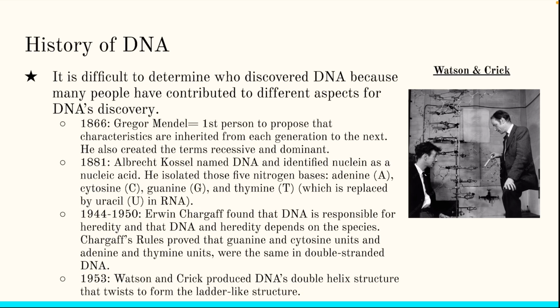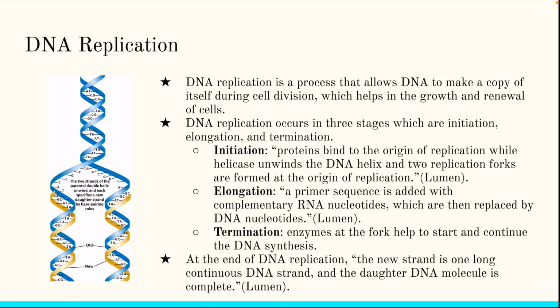In 1953, Watson and Crick produced DNA's double helix structure that twists to form the ladder-like structure, which is how we tend to picture DNA today. While it is good to know about DNA's history, it is also important to understand its replication process.